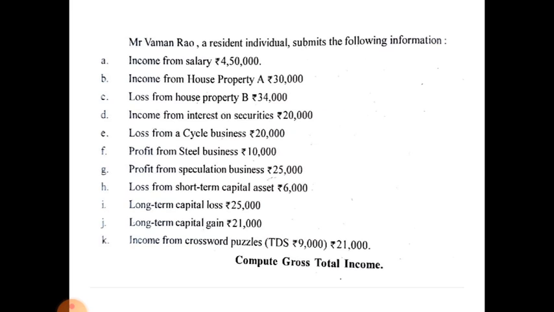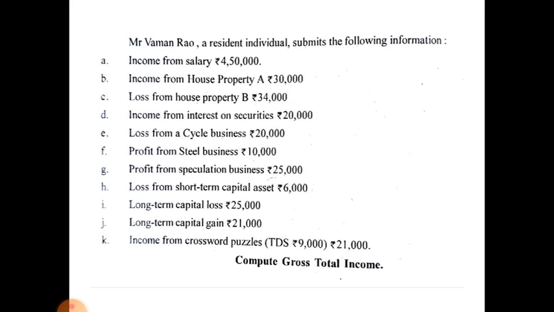Income from salary 4,50,000, income from house property A 30,000, loss from house property B 34,000, income from interest on securities 20,000, loss from a cycle business 20,000, profit from steel business 10,000, profit from speculation business 25,000, loss from short term capital asset 6,000, long term capital loss 25,000, long term capital gain 21,000, income from crossword puzzles TDS deducted from the income 9,000, so the total income, that is net income, 21,000.